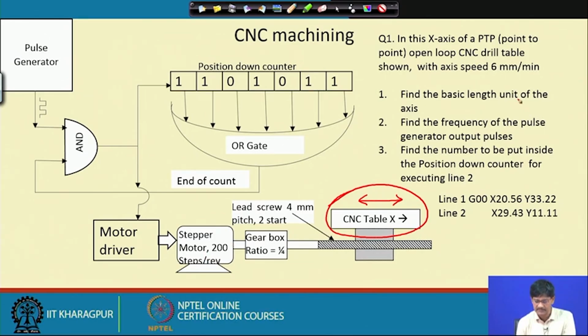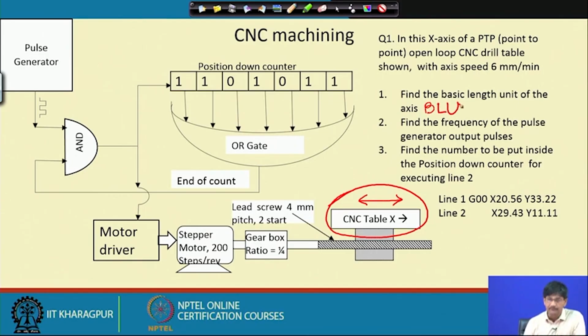Basic length unit means the smallest distance that we can control or measure for movement. Here we are not measuring anything because this is working in open loop, but we are controlling the movement, and our smallest controlling element is 1 pulse. So, let us see how much movement we are acquiring by 1 pulse, and that is basically our basic length unit or BLU.